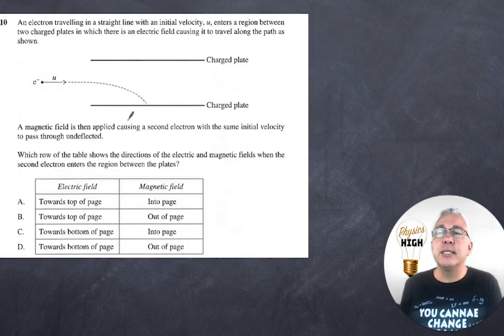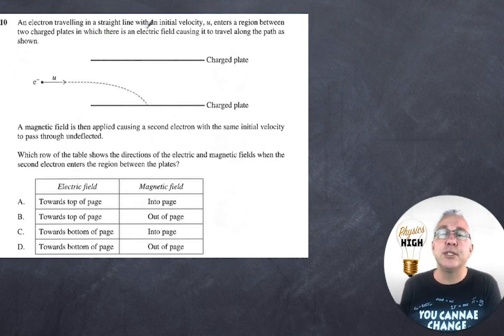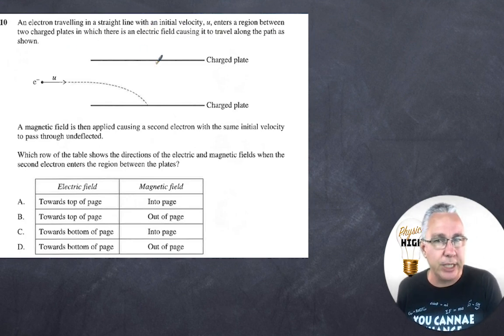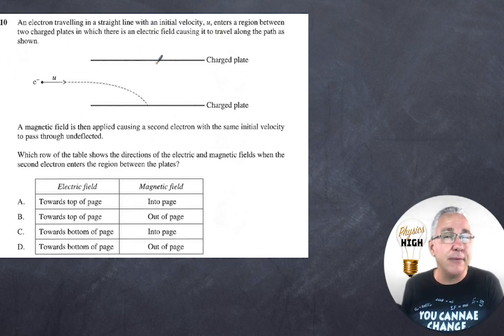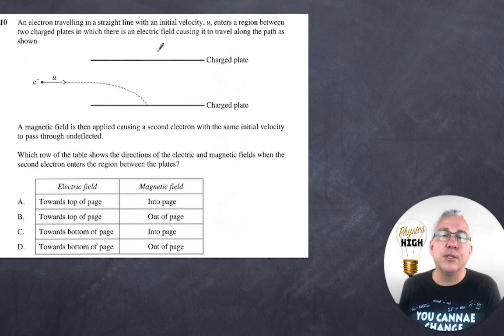All right, question number 10. An electron traveling in a straight line with initial velocity u enters a region between two charged plates in which there's an electric field causing it to travel along a path as shown. So here is a Module 6 question where we're looking at the behavior of charges in fields. Before we even look at this, let's have a look at what's happening here. You'll see that the charge on the plates is not mentioned, but we can work that out.